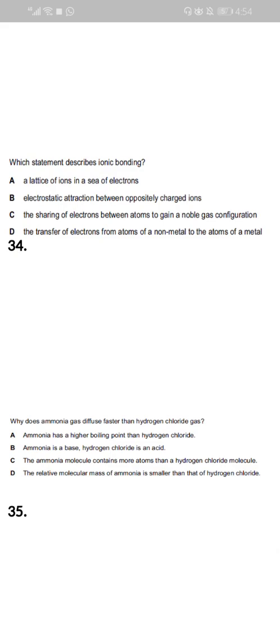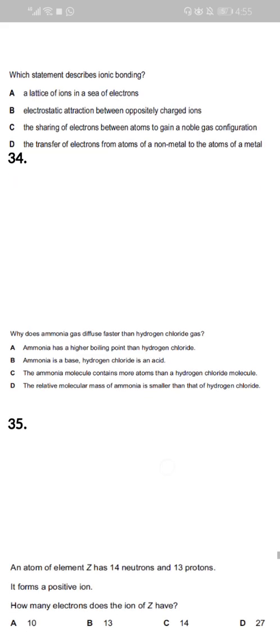34. Why does ammonia gas diffuse faster than hydrogen chloride gas? Because ammonia has less molecular mass. So D is the right answer. The relative molecular mass of ammonia is smaller.